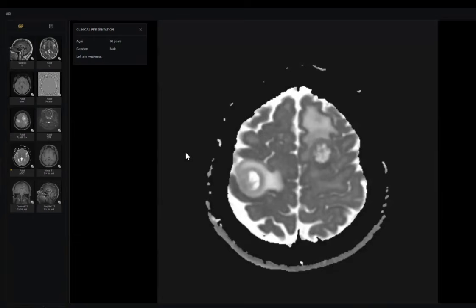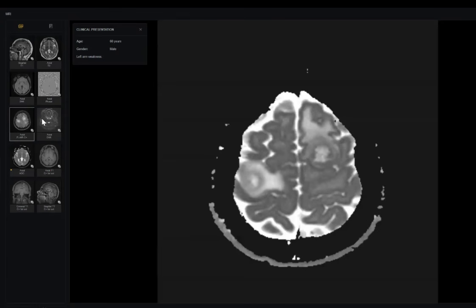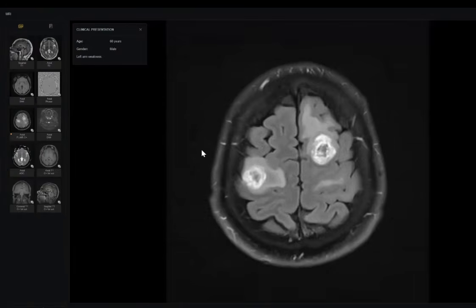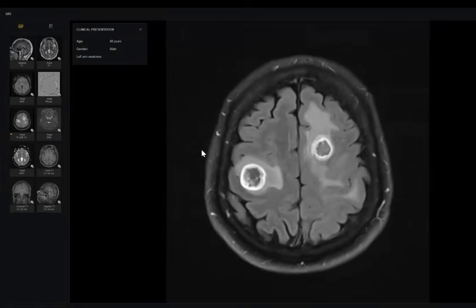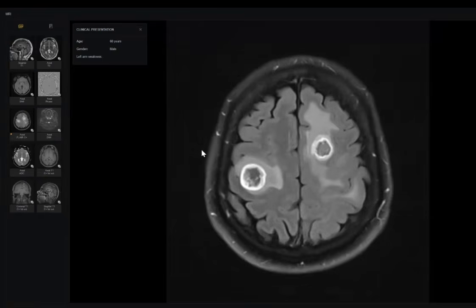So is this an abscess or not? No, this is not an abscess. Okay, this is the post contrast. What's your differential diagnosis? Most likely it would be metastatic deposits.